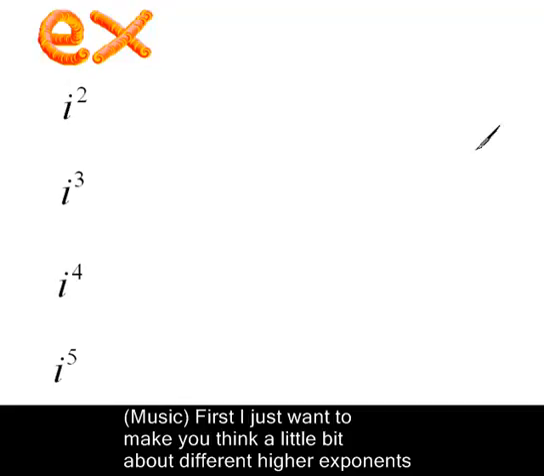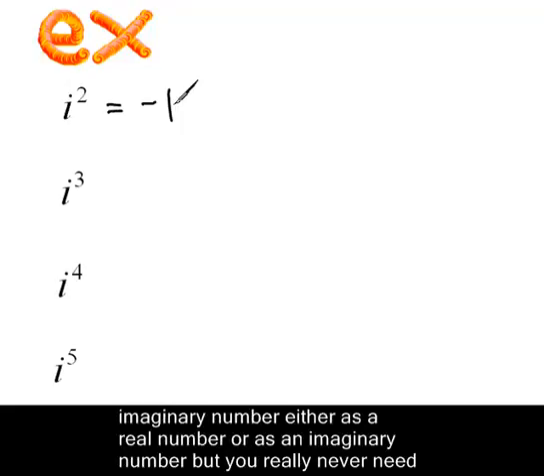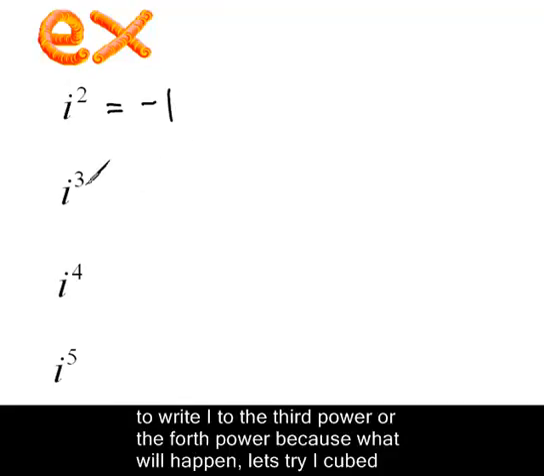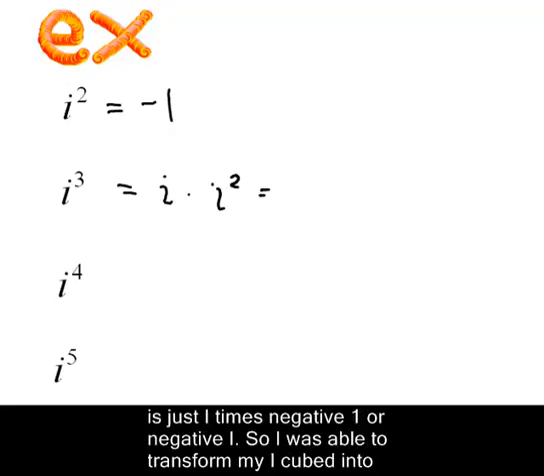First, I just want to make you think a little bit about different higher exponents of i. One of the cool things about imaginary numbers is that you can always write every imaginary number either as a real number or as an imaginary number, but you really never need to write i to the third power or the fourth power, because what will happen, let's try i cubed, for example. This one will be i times i squared. Well, i squared is equal to -1. So this is just i times -1, or negative i.